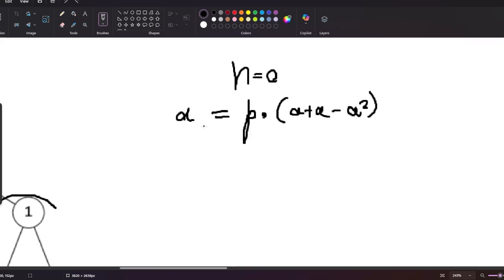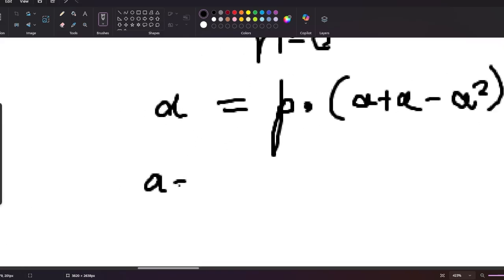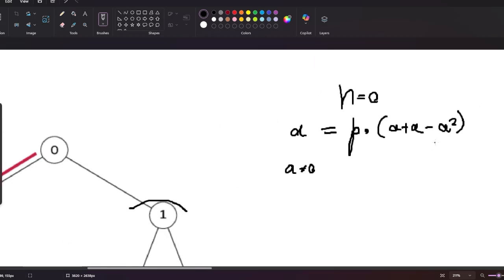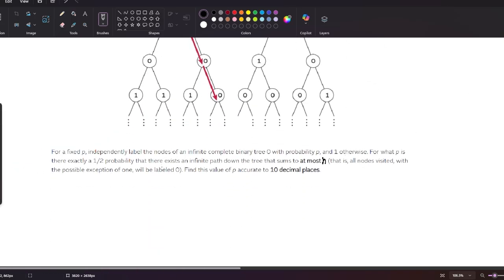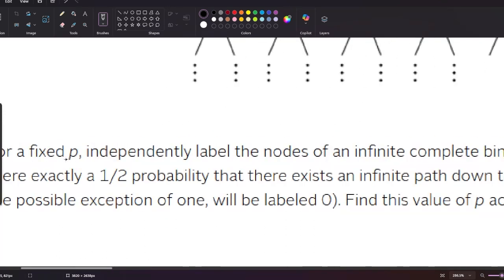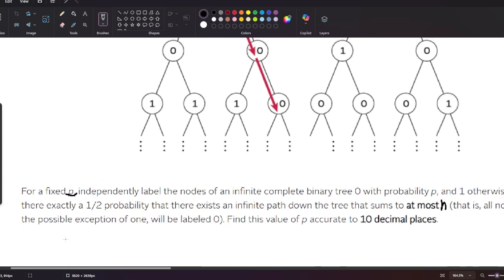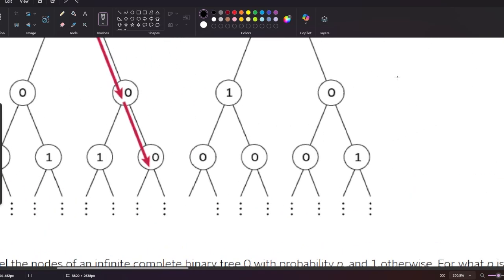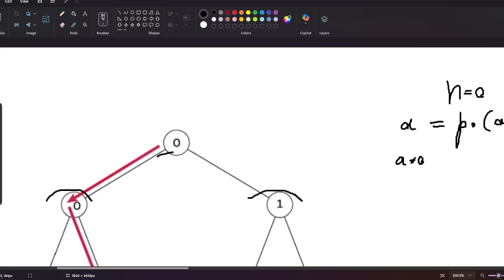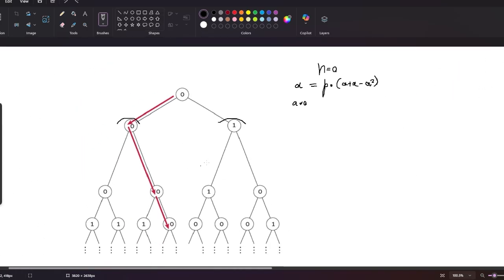Now we can divide everything by a, but first we have to know that a is not equal to 0. How do we know that? Well, if a was equal to 0, then this wouldn't make sense because it's supposed to work for every single p. However, if we were to choose p equals 1, then every single time there's going to be a path. It's going to be all zeros.